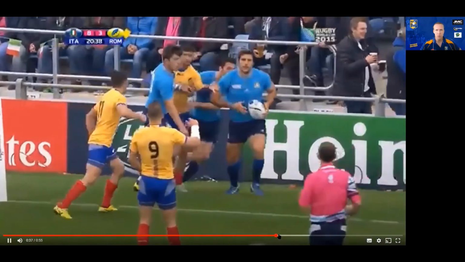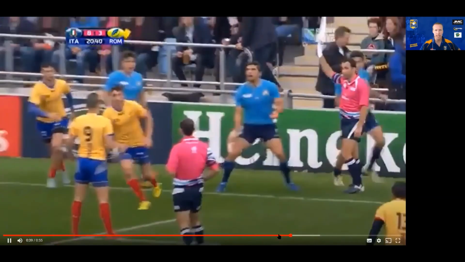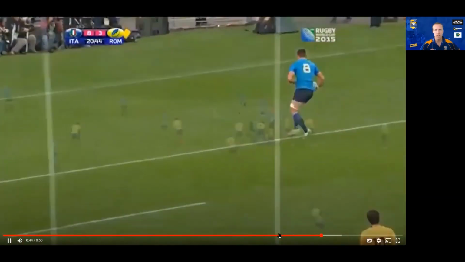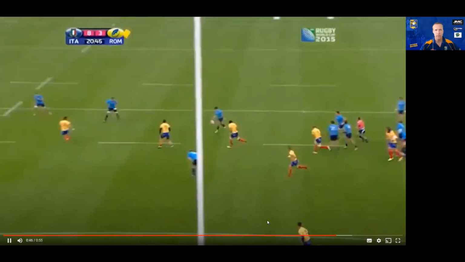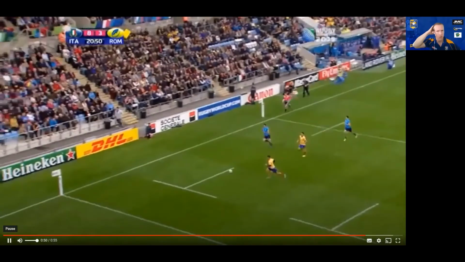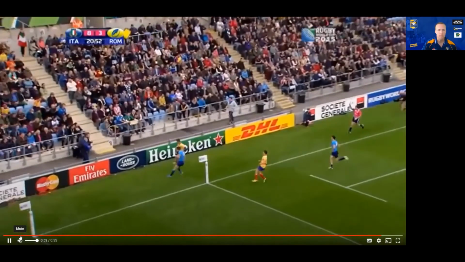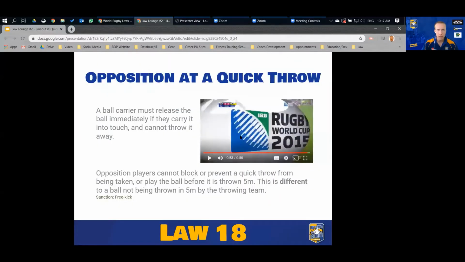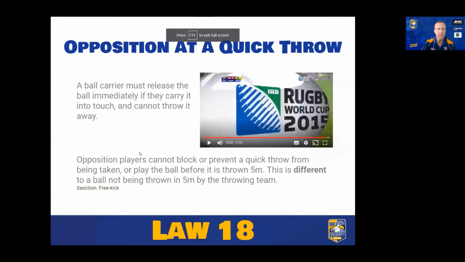So they retrieve the ball, all good, quick throw taken, but it's taken within 5 meters of a lineout and it's gone forward. So they can't take that within 5 meters of the opposition goal line, sorry. However, if they're back on their own defending line, they could have taken it within 5 meters of their own goal line. Hopefully that clarification makes sense.